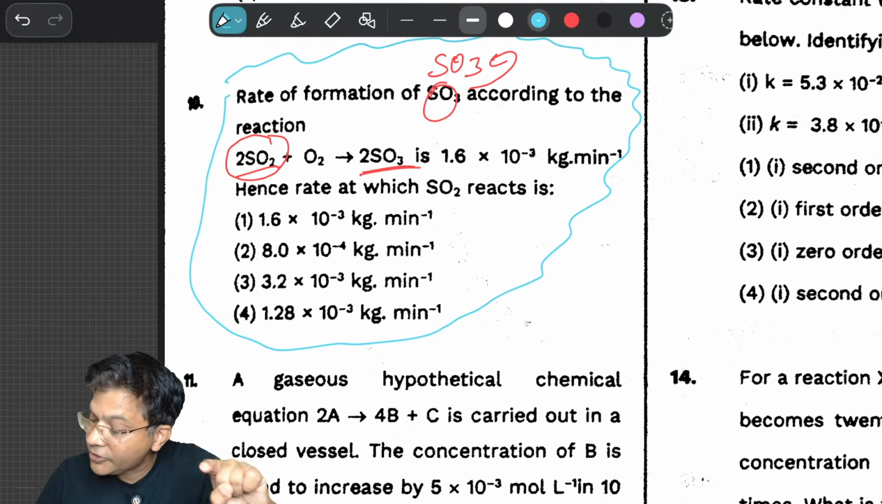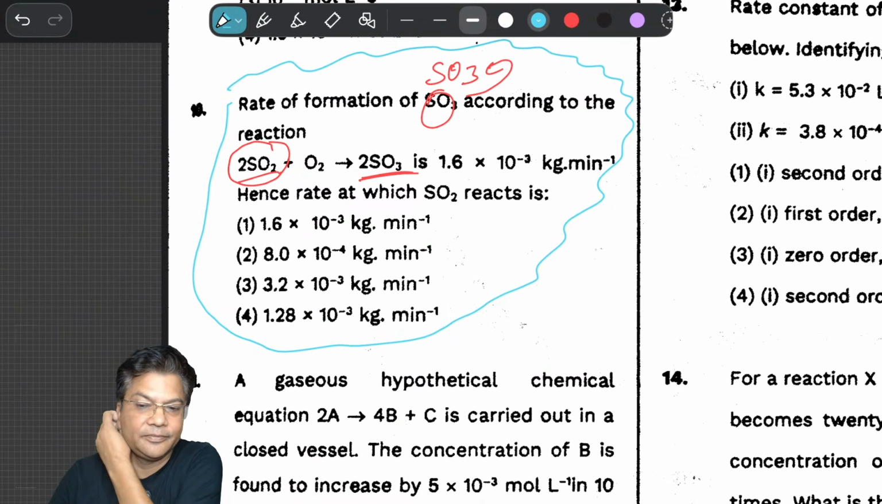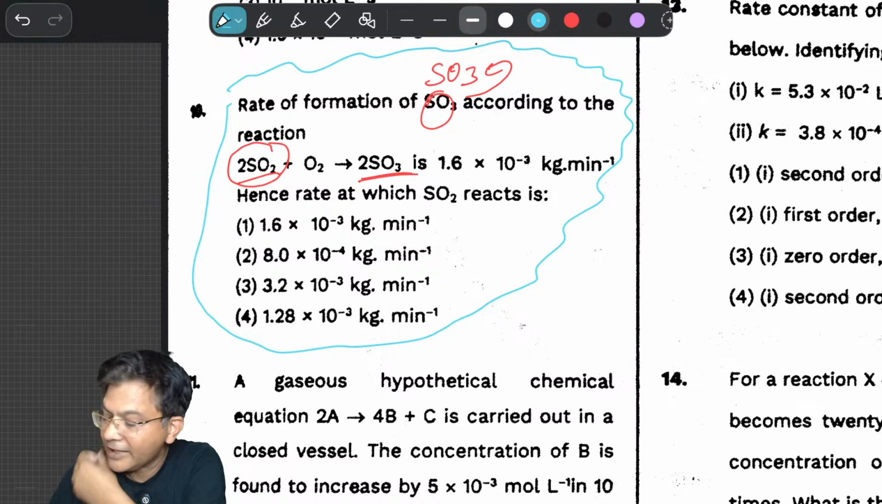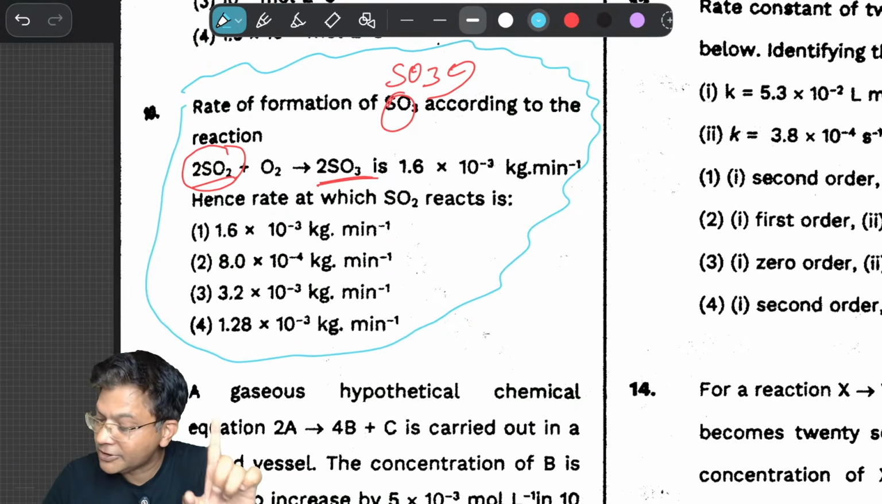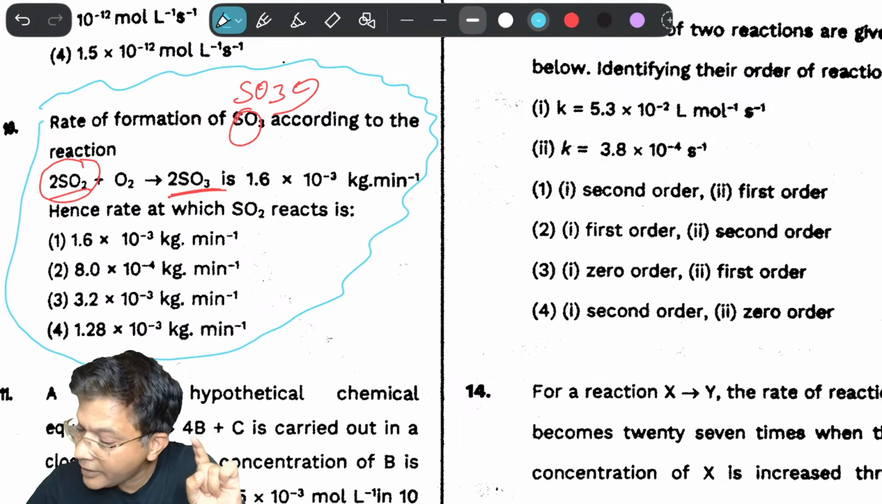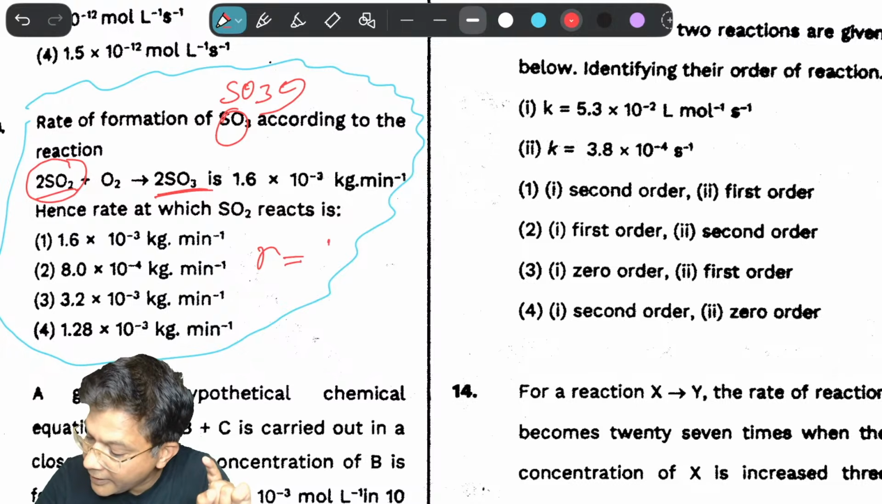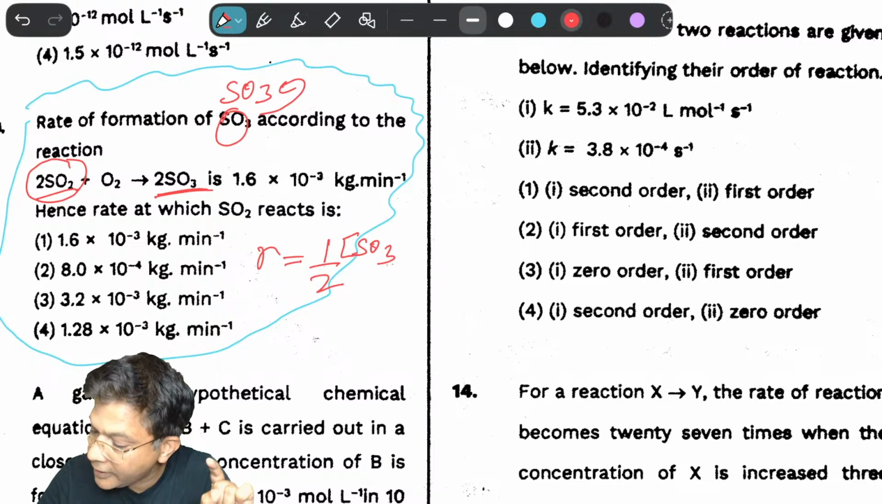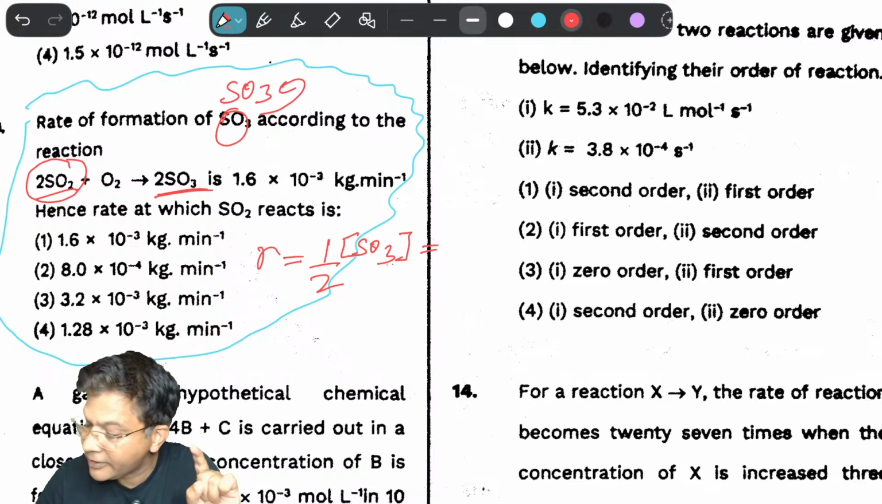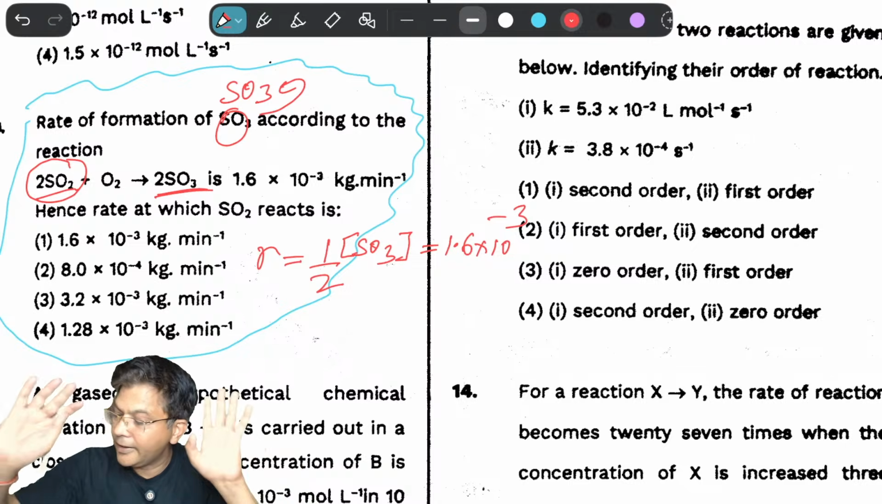Rate of formation of SO3, that means rate of reaction they have given. That rate of reaction of SO3 will be what? So can I write the rate with respect to SO3 as 1 by 2 the concentration of SO3, and that they have given 1.6 into 10 raised to power minus 3. Can I write like this?